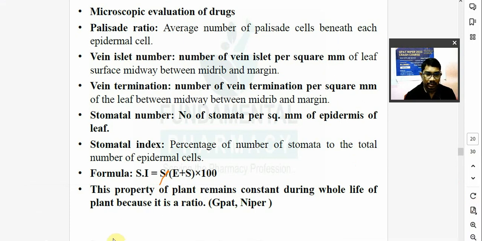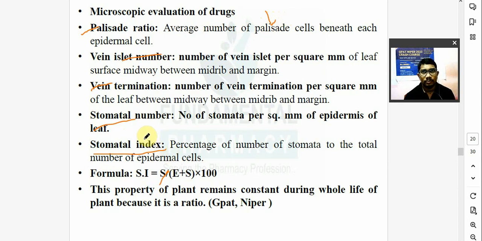After that, we have seen different leaf constants. Palisade ratio means the average number of palisade cells beneath each epidermal cell. These are known as leaf constants. For crude drugs where the biological source involves leaf, palisade ratio is important, vein islet number is important, vein termination number is important, stomatal number is important, stomatal index is important. These are the qualitative properties of a particular plant.